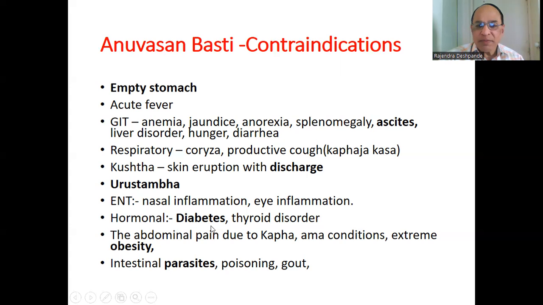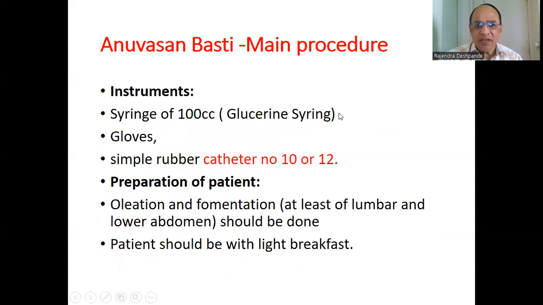Hormonal problems like diabetes, thyroid disorders, especially myxedema, don't give only Anuvasana. Abdominal pain due to kapha, ama conditions, extreme obesity, intestinal parasites, worms, poisoning, and gout. Here, only Anuvasana, I am saying again and again, only Anuvasana. It may be mixed. Alternate Niruha Anuvasana, yes, you can try that. We will discuss further.